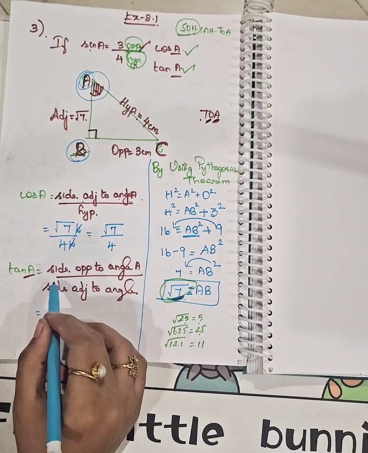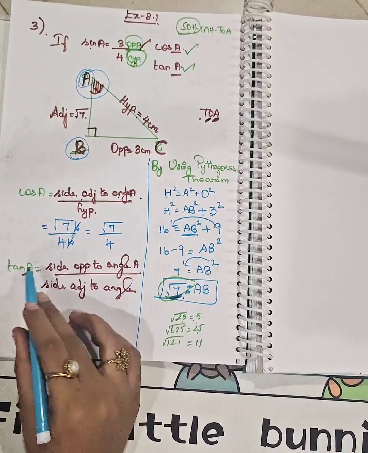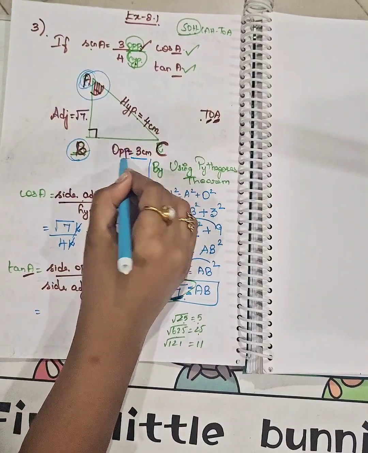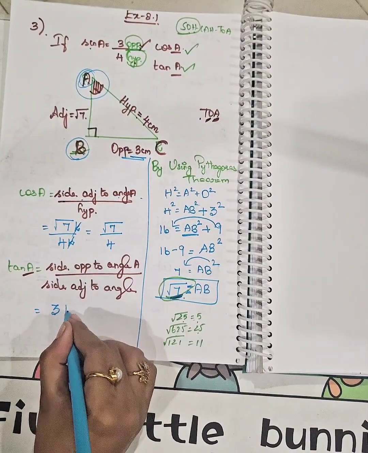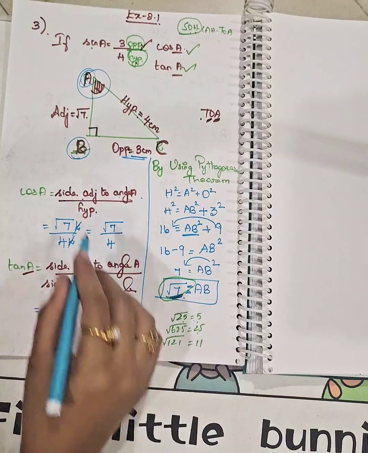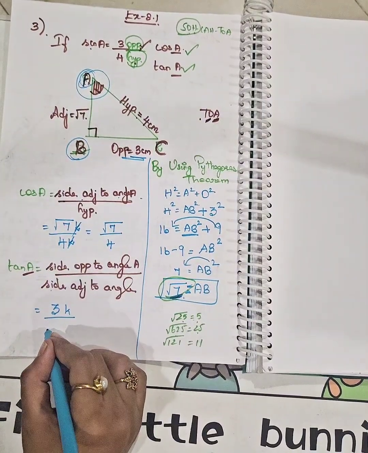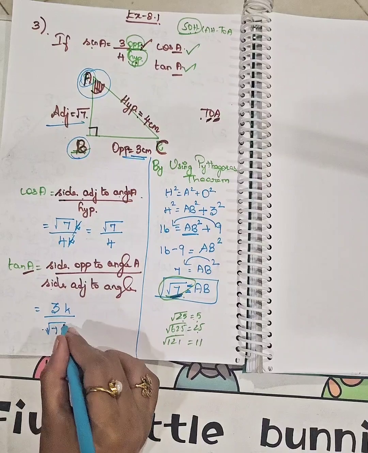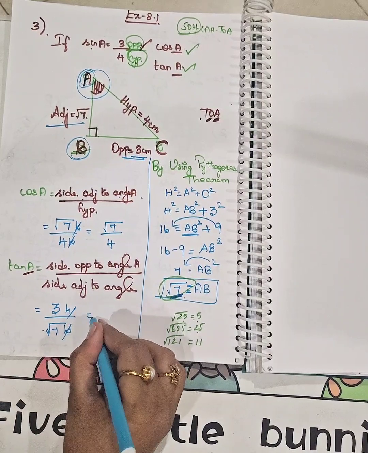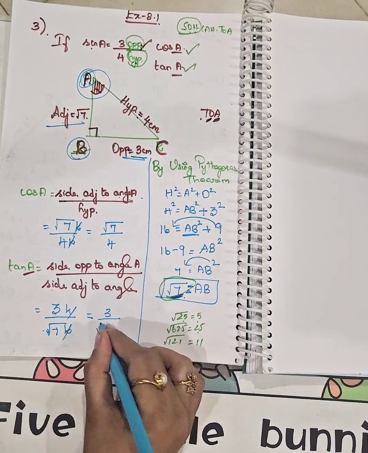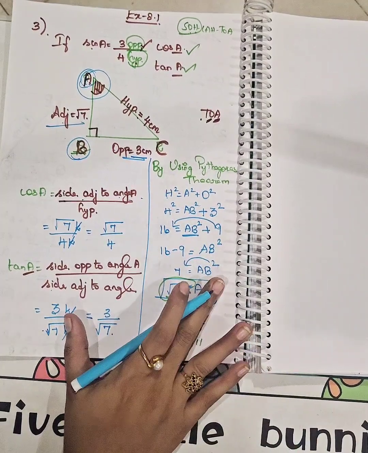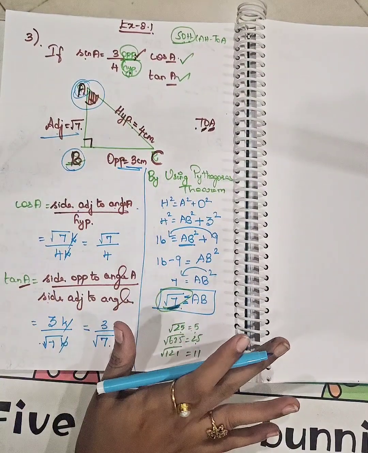Next, moving on to next question. Side opposite to angle A. So, for angle A, which is opposite? This one. So 3. Next, adjacent. Side adjacent means next to angle A. Adjacent. Root 7. Which is again equal to 3 by root 7. Hope you can understand, students. Very simple. This is the third sum.